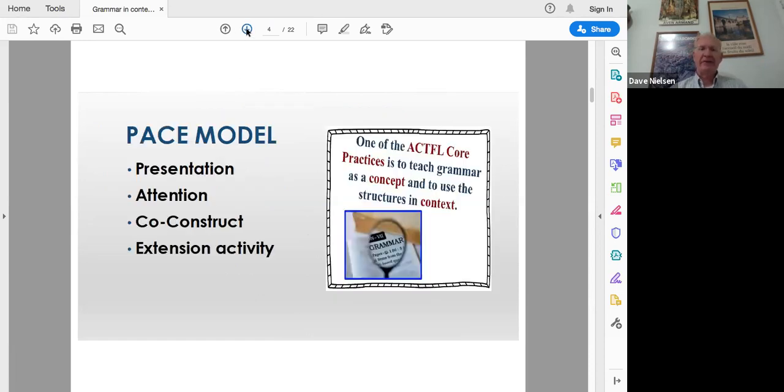So moving on to the PACE model, the steps that we have are that you give them a presentation, some kind of presentation we'll talk about in a little bit. And then you have them draw their attention to that particular grammar point, and then ask questions to identify that grammar point. Then you have them co-construct with you the rules for the grammar point, how it forms, what to do to use the grammar, and then add on an extension activity, which is similar to the old school way.